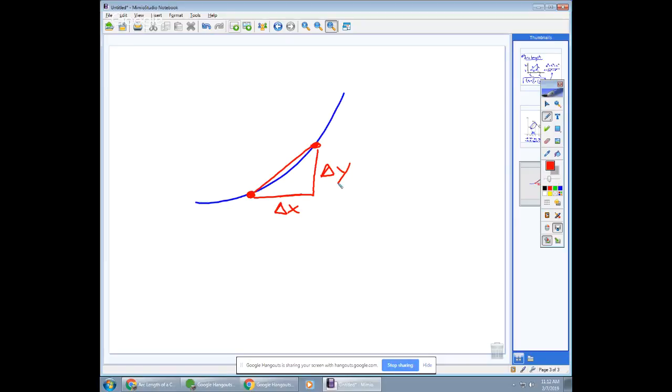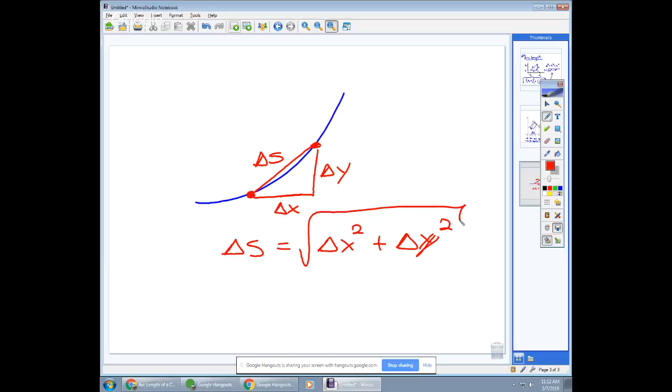Theta equals s over r, right? So we're going to call this a change in the arc length, or a delta s. I know that's the equation. So a change in our arc length here, a little chunk of arc length, is going to be equal to the square root of delta x squared plus delta y squared. We take the square root of that because we just want that little change in s right there.